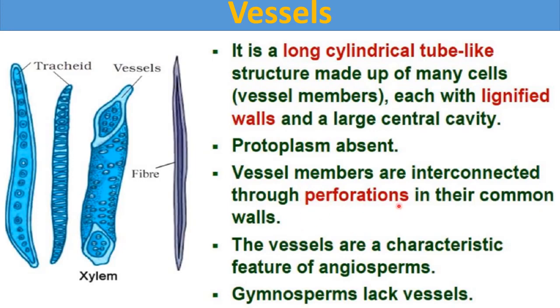So perforated walls, or the walls having perforation or pores, are present in vessels. The vessels are a characteristic feature of angiosperms because vessels are absent in gymnosperms. That's why we are saying it is a characteristic feature of angiosperms, because vessels are found only in flowering plants, only in angiosperms. These are not present in gymnosperms.